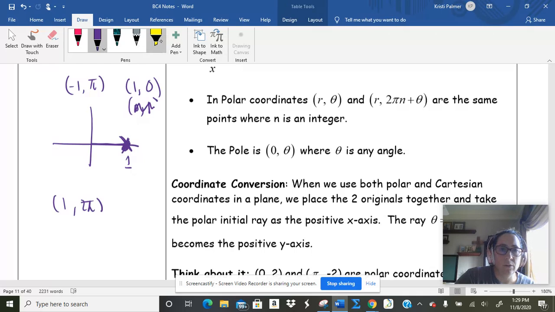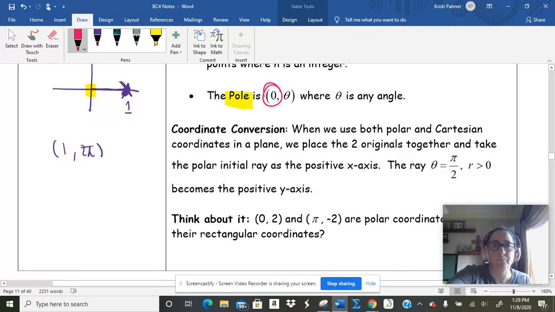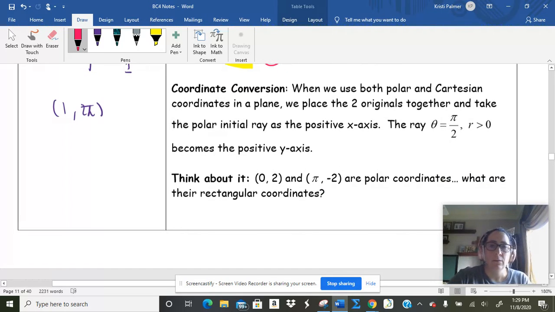And then the pole is basically when you just stay at the origin. It's any angle, but your radius is 0, so you don't go anywhere. And that's just kind of what we thought.